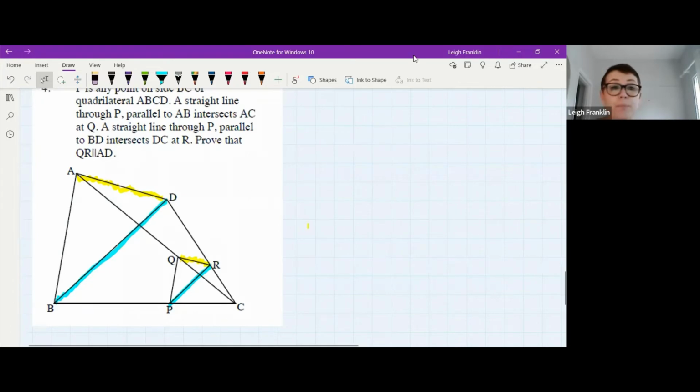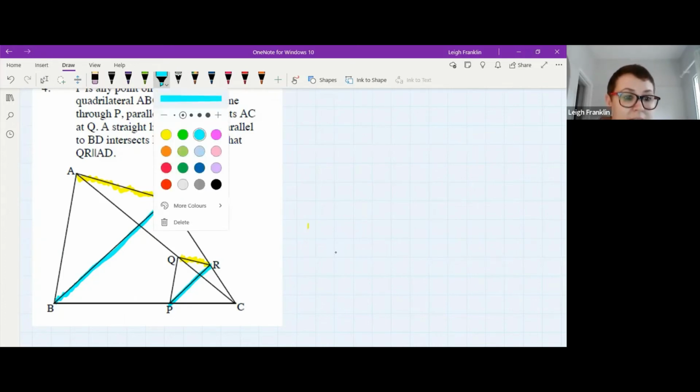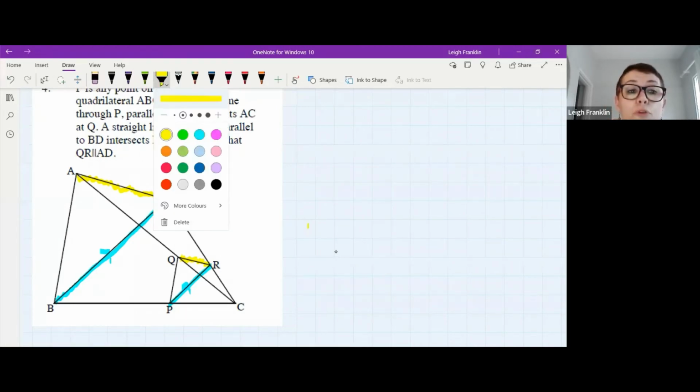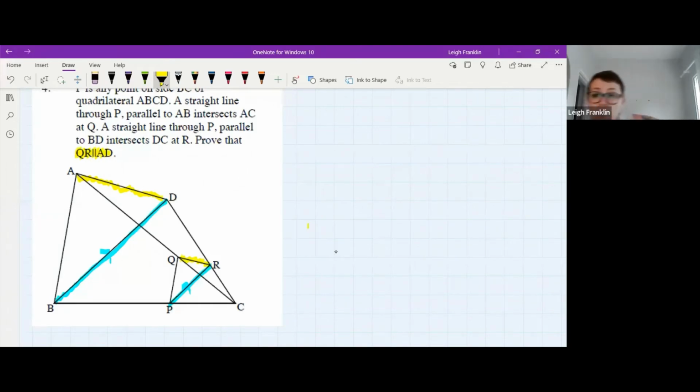Ma'am, why did you highlight BD and PR in the same color? Because they told us that those lines are parallel. That's some of the information that's come with it. So they have actually said to us that these lines are parallel to one another, and we would not be able to answer that question without this information. Didn't they say we need to prove that QR is parallel to AD? Yes, absolutely. That's why I highlighted it in yellow, because that's what we are trying to prove. What we've been given has been highlighted in turquoise.